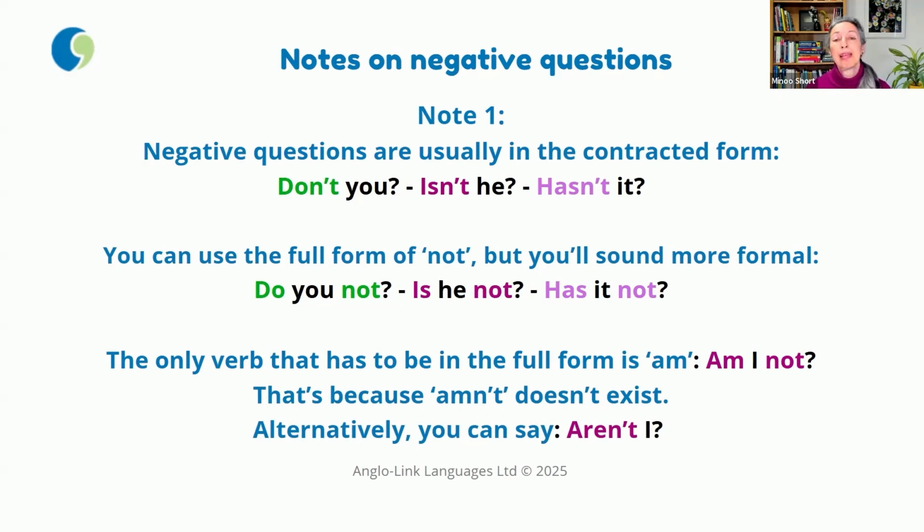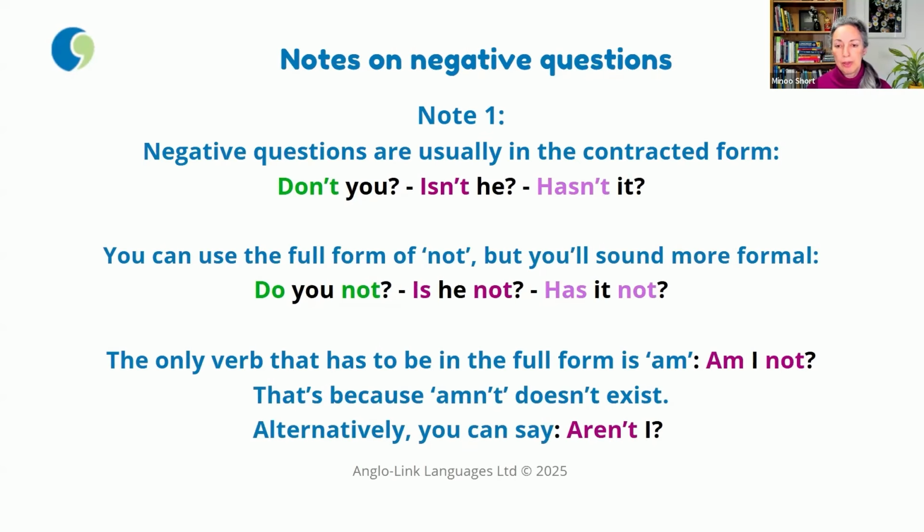Now, the only verb that has to be in the full form is am. It's always am I not. And that's, of course, because the contraction amn't doesn't exist. But alternatively, you may hear and you can say, aren't I? Sounds strange, but that is the contracted form for I as well.